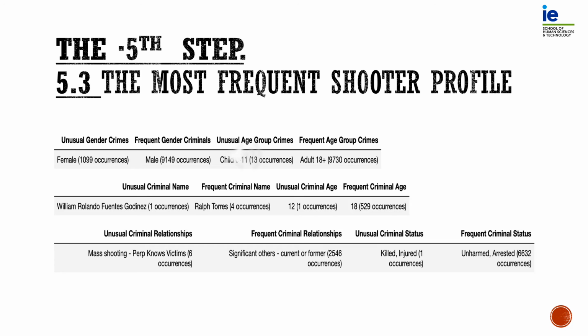Finally, in my third analytic point about the most frequent shooter profile, I found that the shooter is a male person, belonging to an adult age group above 16 years old. The majority had a love relationship with their victim, and after the incident, they were mostly disarmed and arrested.